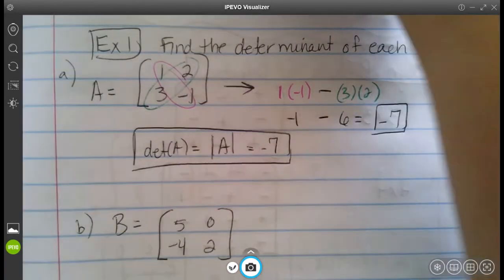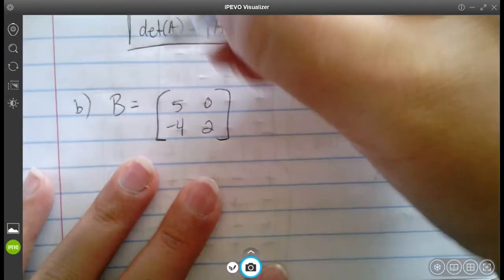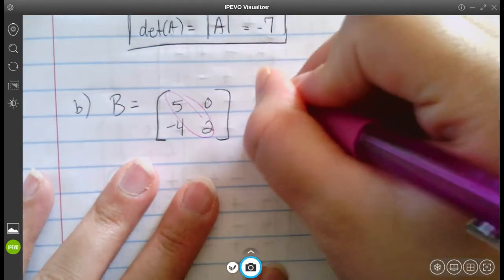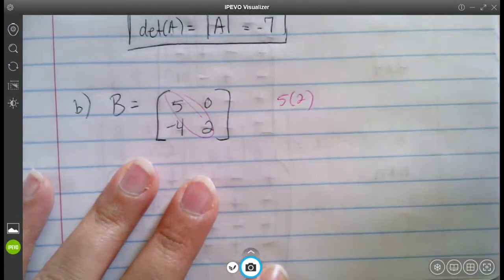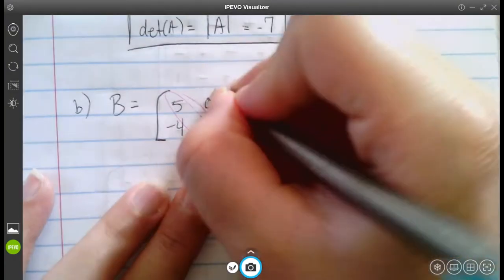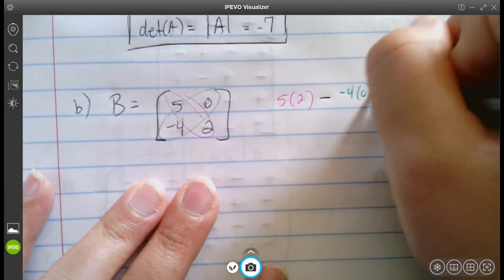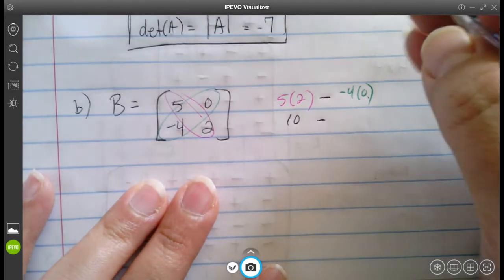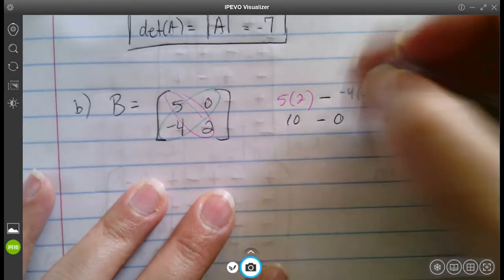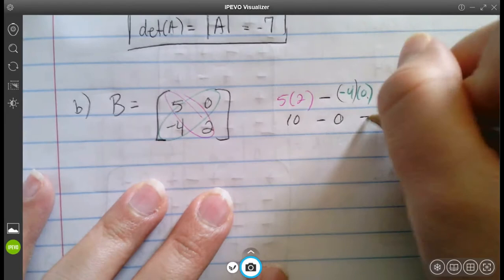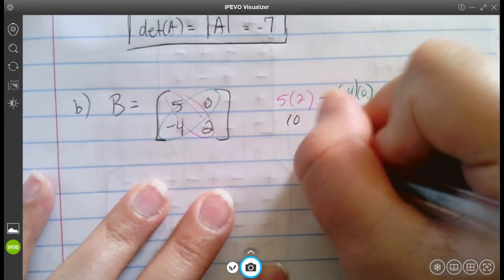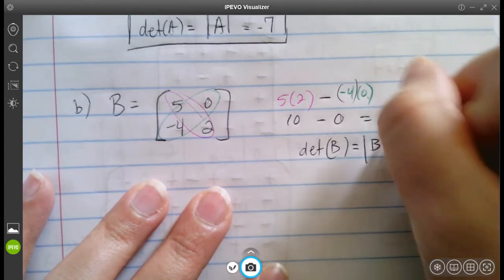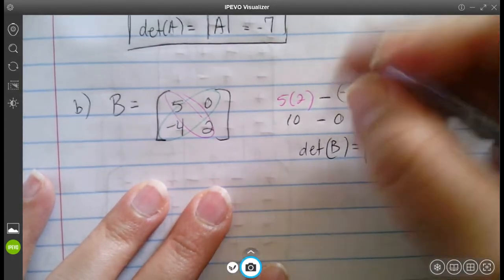Or we can also say it this way, the determinant of A. Okay, easy as that. Let's try the next one, letter B. Same thing, we're going to do our little cross section here. So 5 times 2 minus the other cross section, -4 times 0. Well, 5 times 2 is just 10. Anything times 0 is going to give us 0. If I put it in parentheses, it makes you more comfortable, which is just 10. So the determinant of B, which we can also notate with these two lines here, is equal to 10.